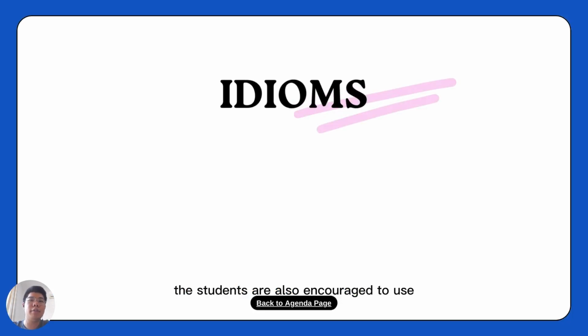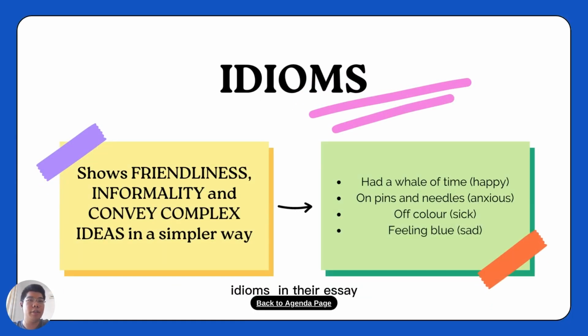And of course, students are also encouraged to use idioms in their essay because idioms show friendliness, informality, and also convey complex ideas in a simpler way. For instance, had a whale of a time to describe happy, on pins and needles to replace anxious, off color to say that you are sick, and feeling blue to say that you are sad. So as you can see, most of these idioms describe feelings.